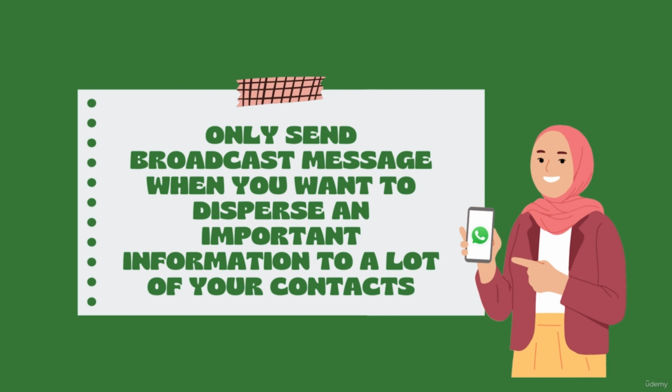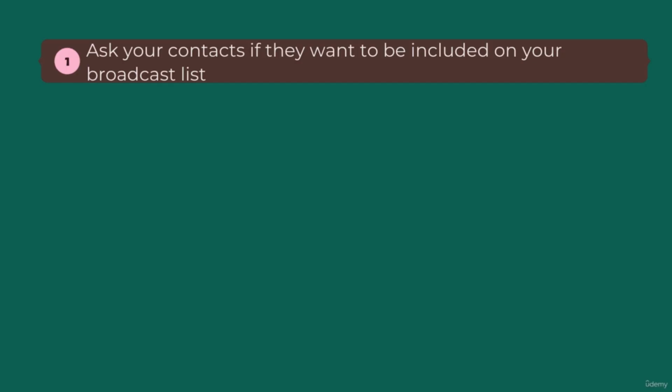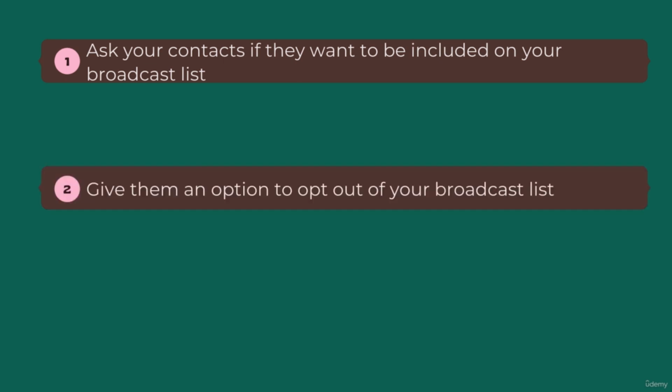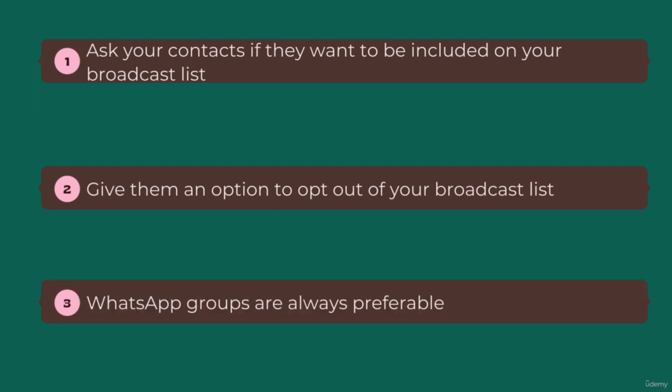So if you are going to go ahead in setting up a broadcast message, these are a few things that you need to consider. First of all, you need to ask your contacts if they want to be included in a broadcast message. And anytime you are posting a broadcast message, always in the ending, ask them if they still want to be seeing your broadcast message. If they don't want to be seeing your broadcast message, they will let you know, and you can easily remove them from your broadcast list. Rather than having a broadcast list, I will advise you create a group instead.